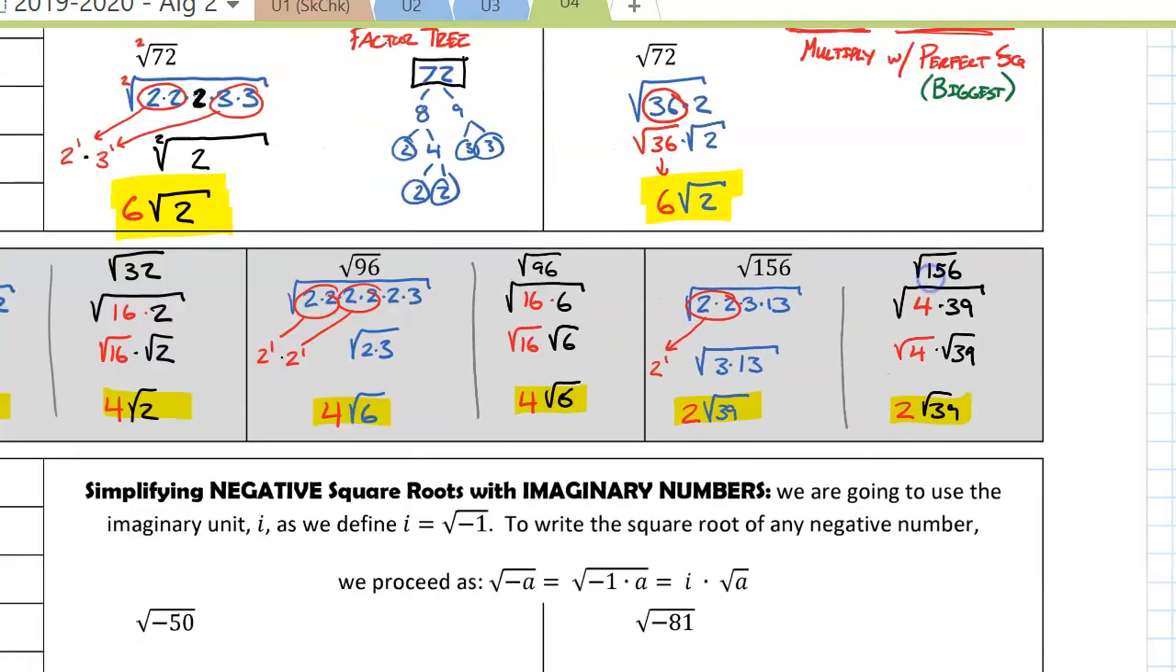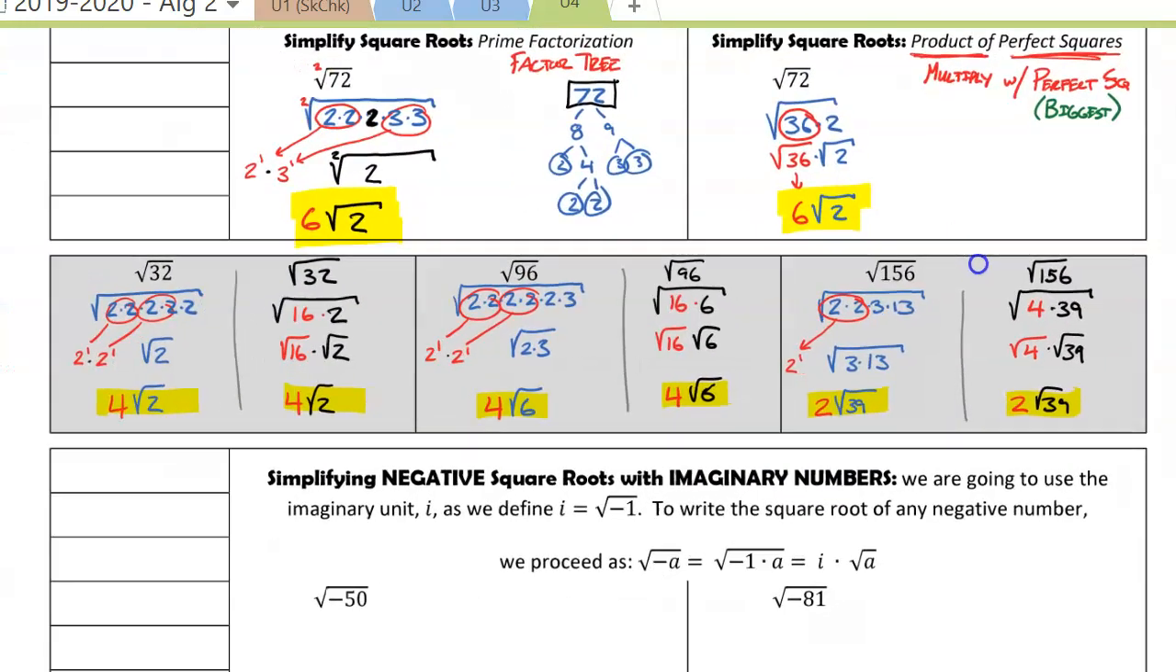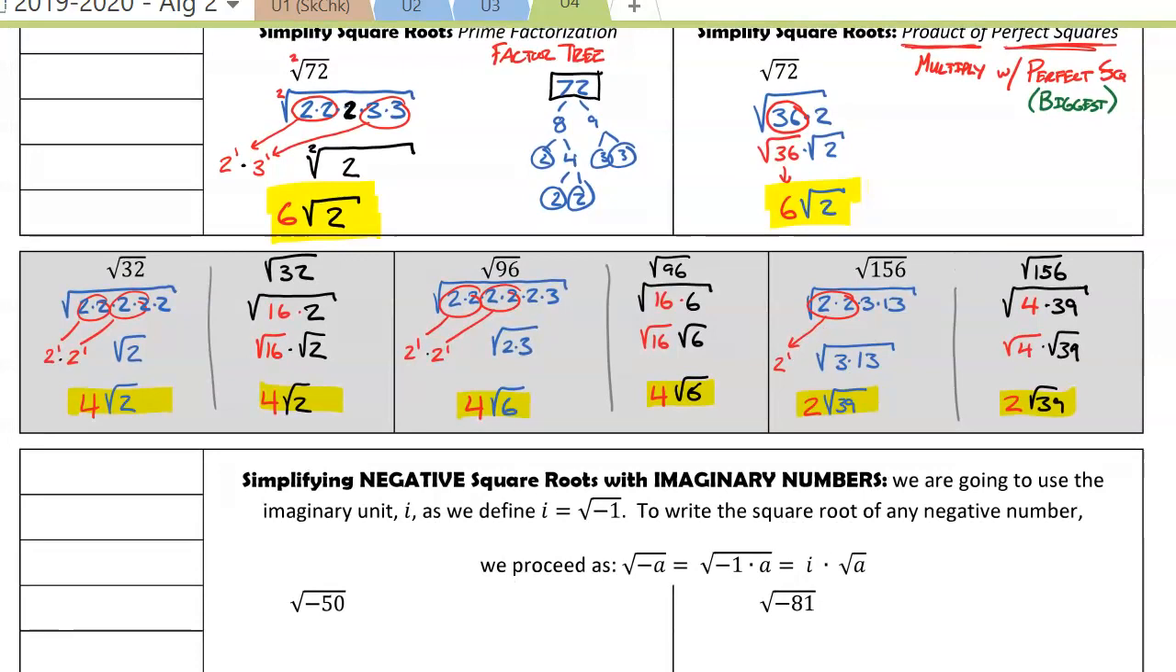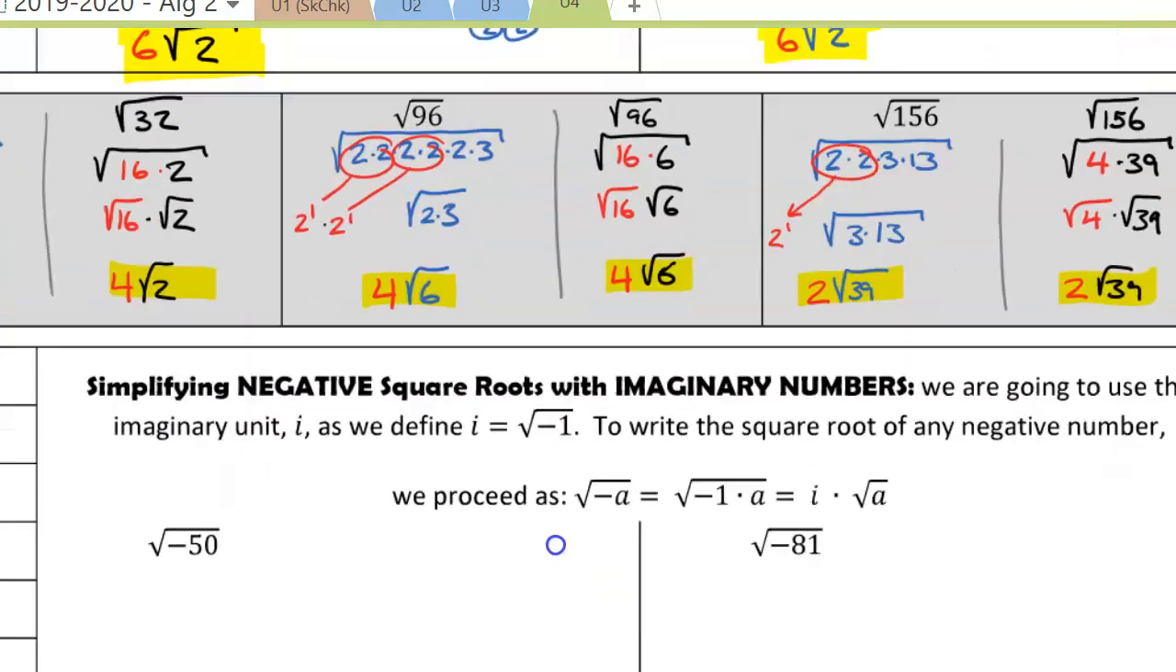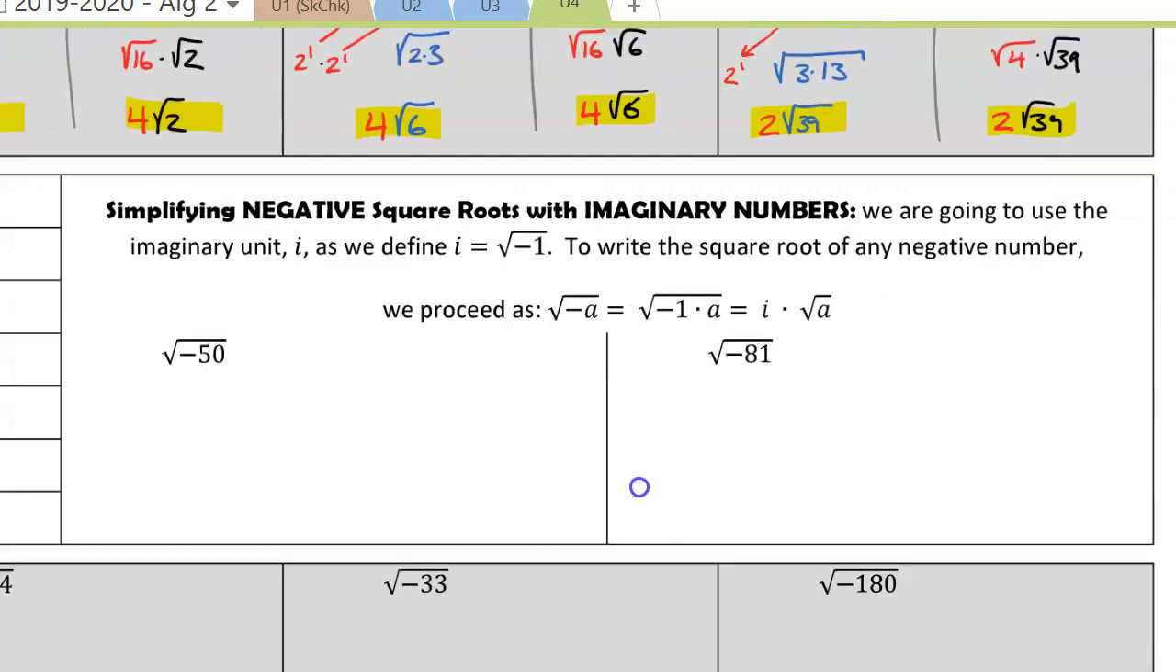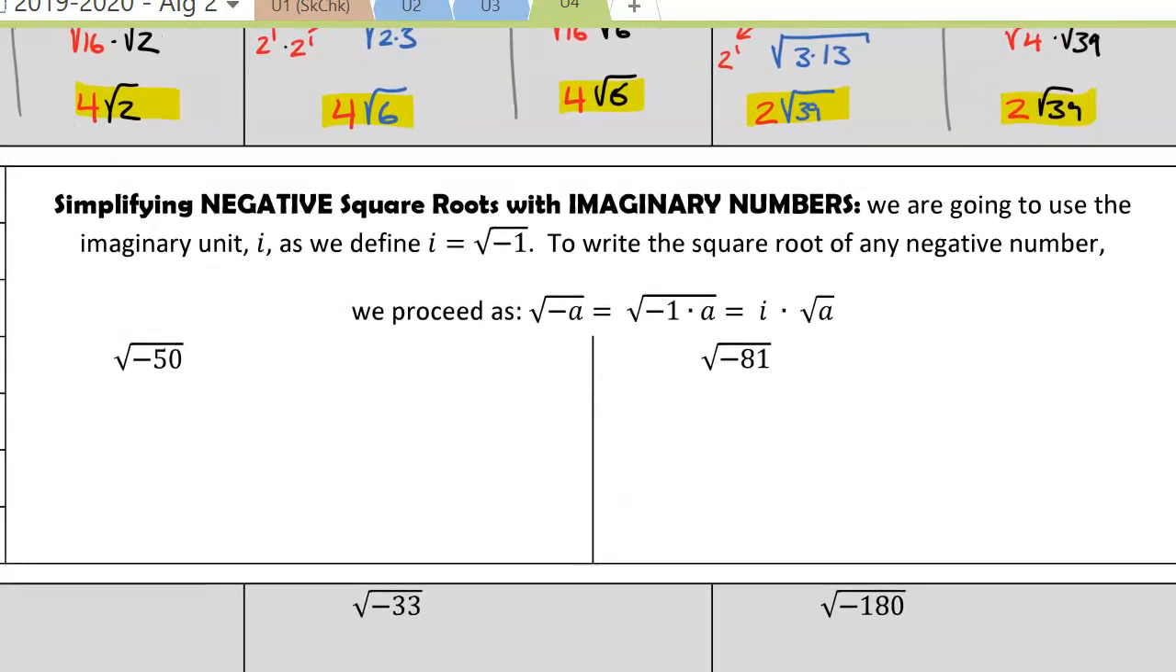Now, up to this point, we have been taking square roots your entire life of just positive numbers. Well, how do we deal with taking the square roots of negative numbers? Up to this point, I haven't been able to do it, right?